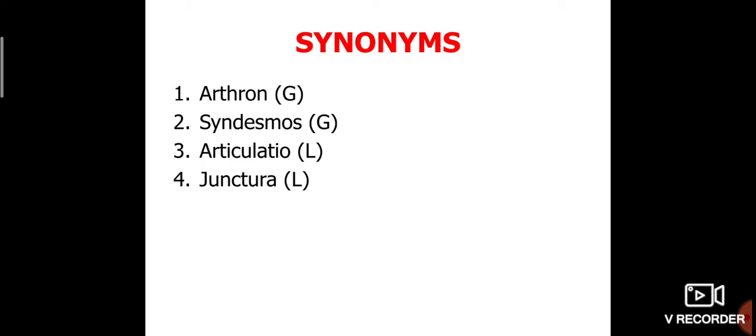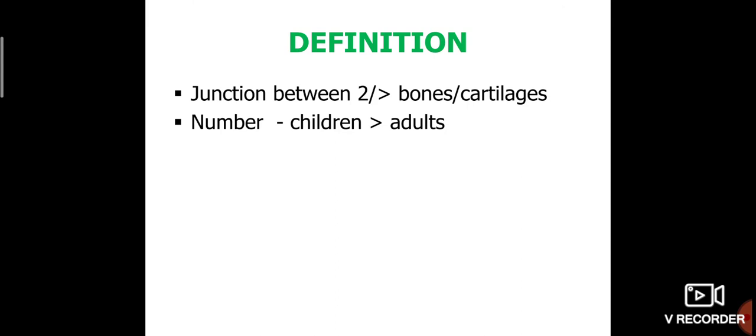Arthron and syndesmosis are Greek words, but the remaining two, articulatio and junctura, are Latin words. Here in this slide it is given that the junction between two or more bones or cartilages is called a joint.